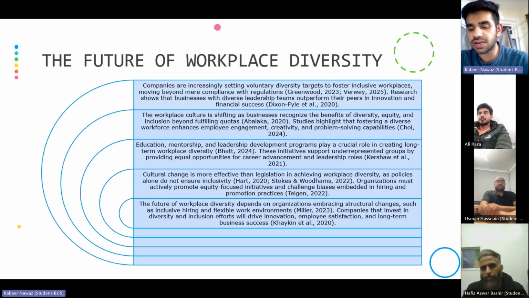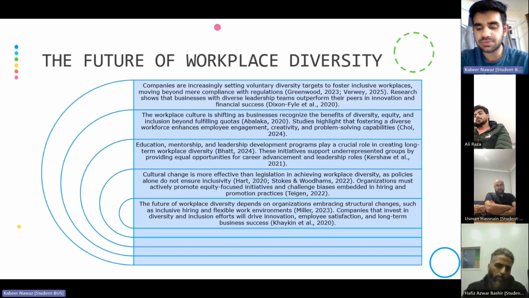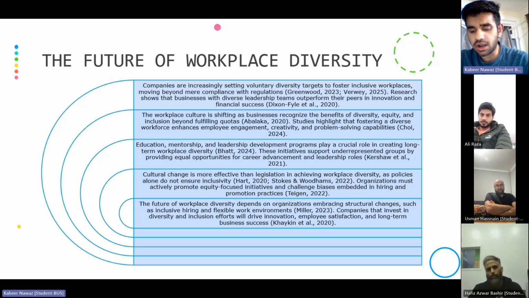Workplace culture is also evolving, with a greater focus on creating environments that go beyond quotas. Organizations are beginning to understand that genuine inclusion enhances employee engagement and promotes creative and effective problem solving. In parallel, education and leadership development programs are proving essential for long-lasting success, empowering underrepresented groups with the tools and support they need to access and thrive in organizations.